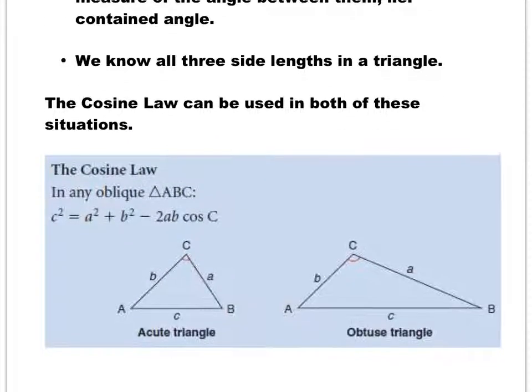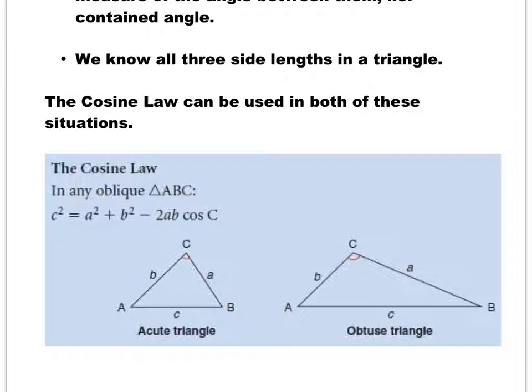Now, the cosine law, again a repetition of grade 10 and 11, says that any side squared, for instance in this triangle ABC, side c squared is equal to the sum of the squares of the other two sides, so it's going to be a squared plus b squared minus twice the product of a and b times the cosine of the angle between them.